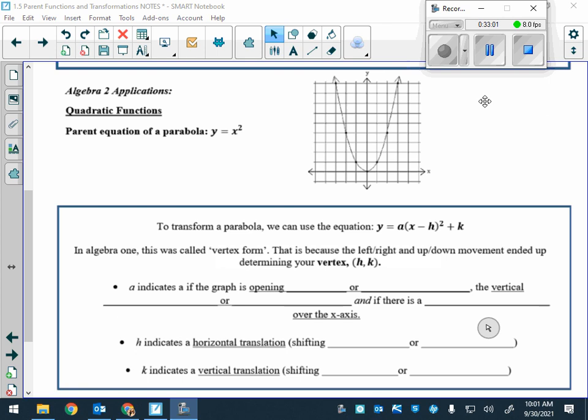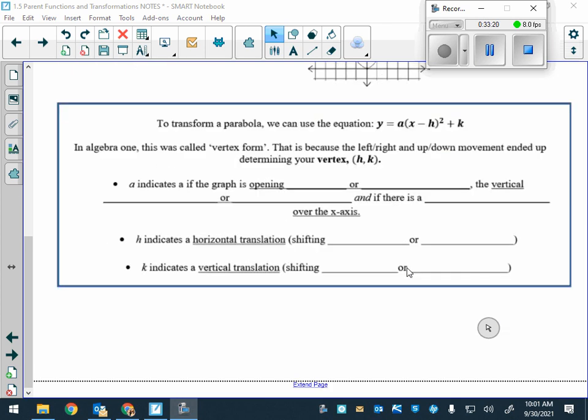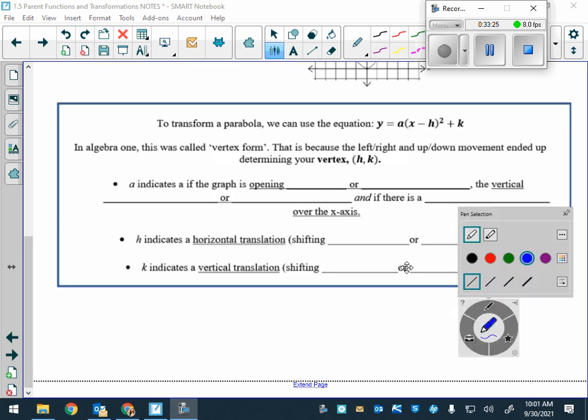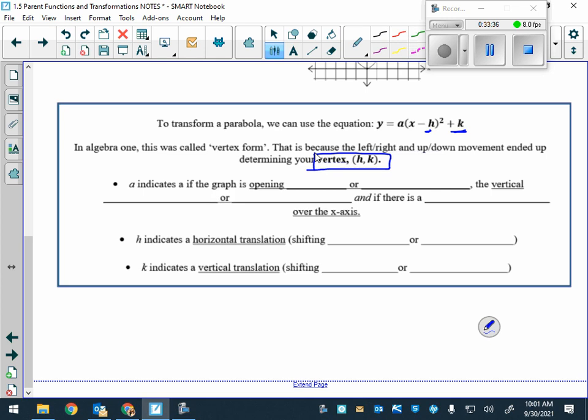Okay? And we're strictly going to start with quadratics because we've seen those before, and only in vertex form, which is this. This is vertex form. So a quadratic function is a parabola, all right? And your vertex, when it changes left to right, or up or down, your vertex is H, K. Your vertex is your H value and your K value. That's how you know what your vertex is.